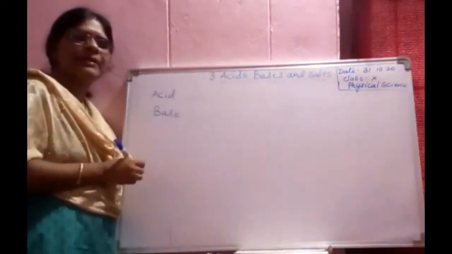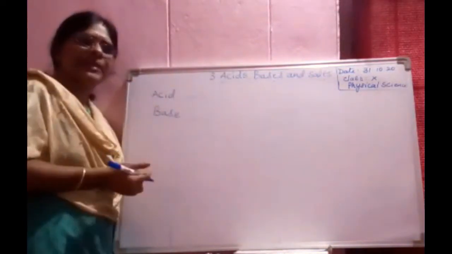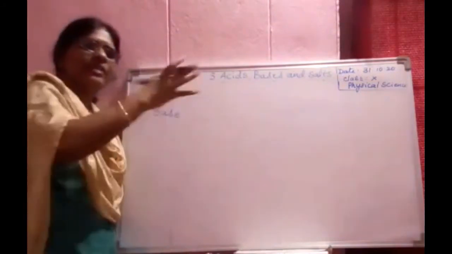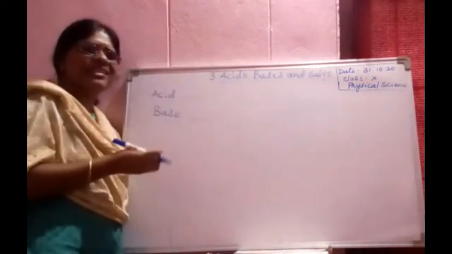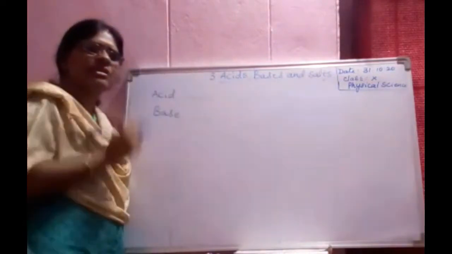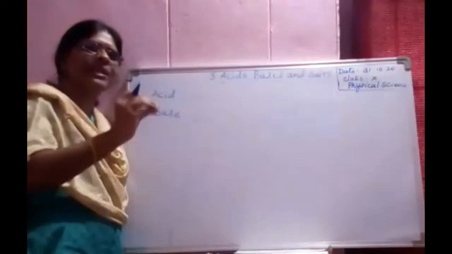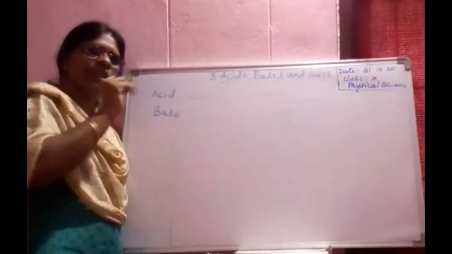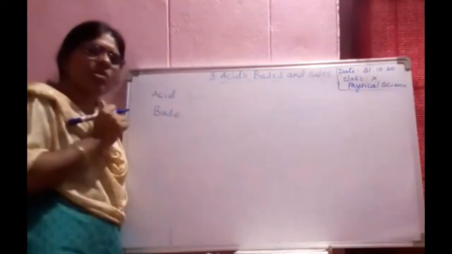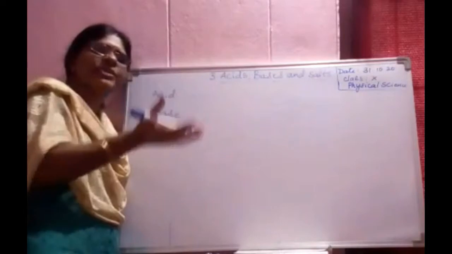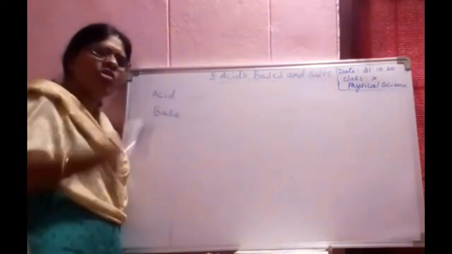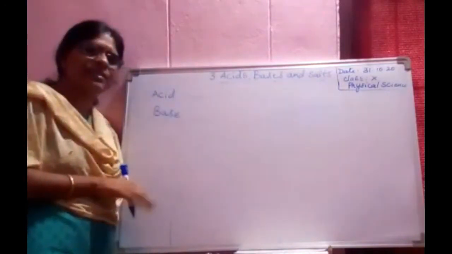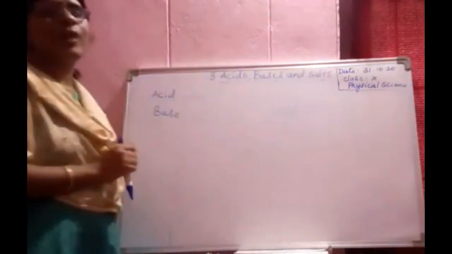In the lab, I will give you so many things: salt, so many liquids, and something like your naphthalene balls, small balls. I will ask you to find out among all these substances which are acids and which are bases. Now, how to find out this?